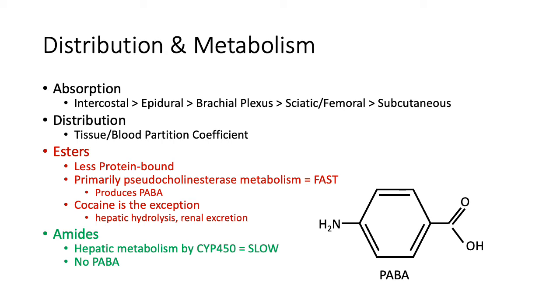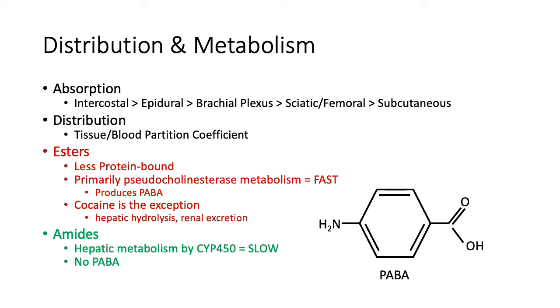Absorption of local anesthetics depends primarily on the perfusion of the site of injection. Intercostal has the highest, down to subcutaneous having the lowest. The distribution of a local anesthetic in the body tends to be proportional to the tissue-blood partition coefficient of the individual local anesthetic agent. As a rule, ester local anesthetics are less protein-bound, and amide local anesthetics are more protein-bound.